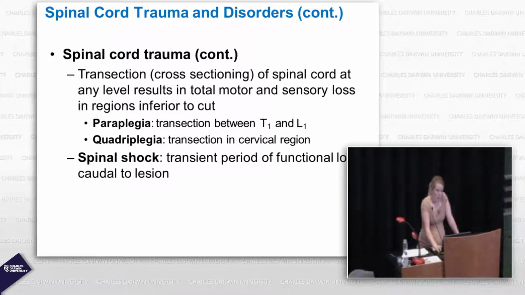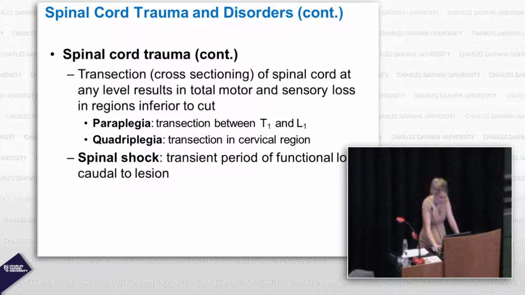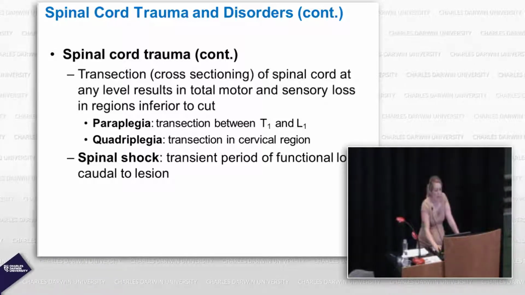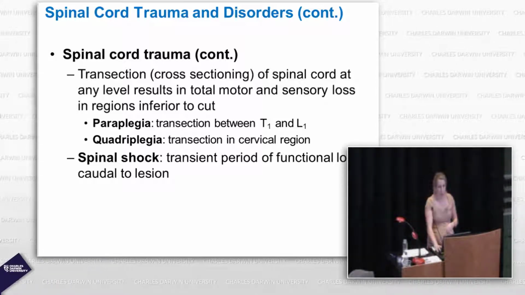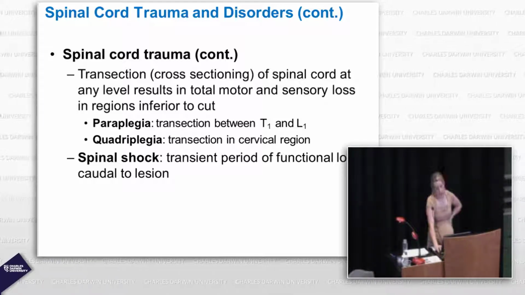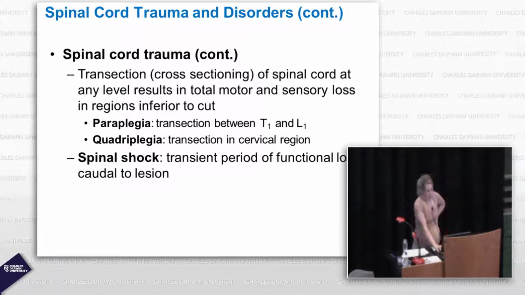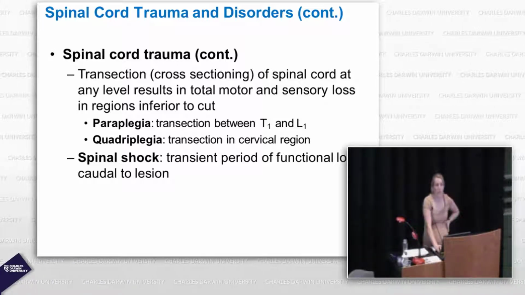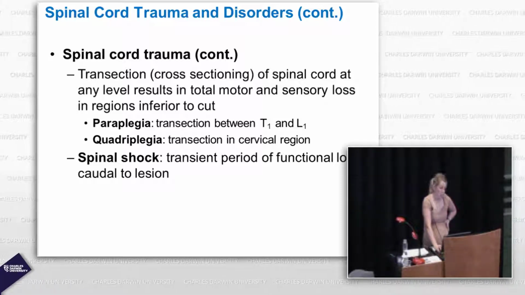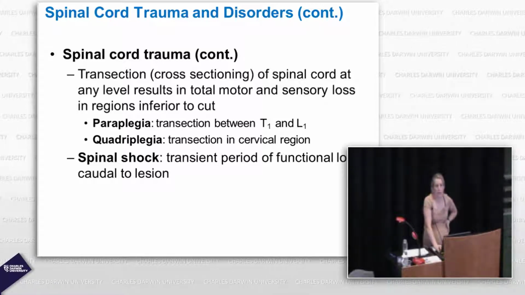Then we've got transectioning. This is complete damage to the spinal cord, both the dorsal horns and the ventral horns, and it results in complete motor and sensory loss in areas inferior to the cut. Then we've got paraplegia and quadriplegia, which I'm sure you're familiar with. You can also have spinal shock, which is a temporary damage to the spinal cord, and usually the function returns. Maybe not to a full extent, but the majority of function returns.